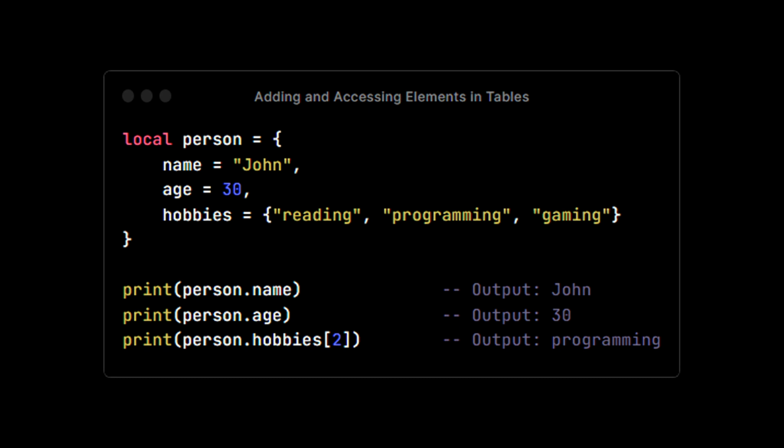Tables in Lua can hold values of any data type, including numbers, strings, and even other tables. Elements in a table are stored with associated keys. Here's an example of adding and accessing elements in a table.